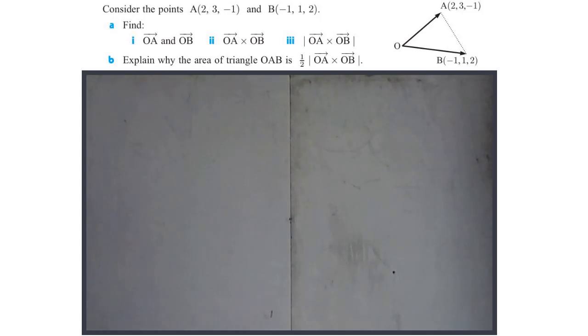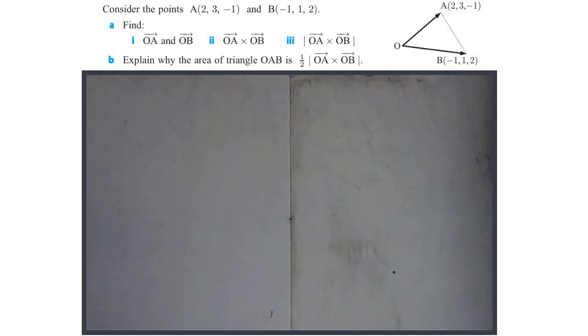Consider the points A at 2, 3, minus 1 and B at minus 1, 1, 2. Find the vectors OA and OB. Remember, they're just position vectors of A and B, O being the origin. So how do you get from 0, 0, 0 to A? Well, you just put in the coordinates of A as a vector, and the same with B.